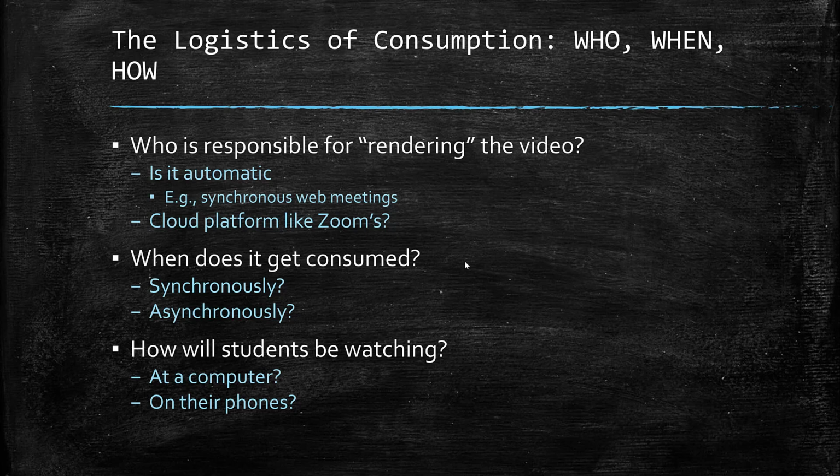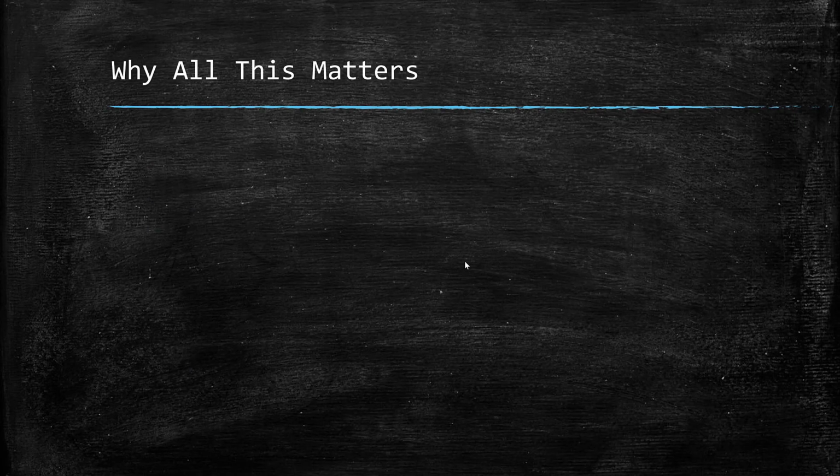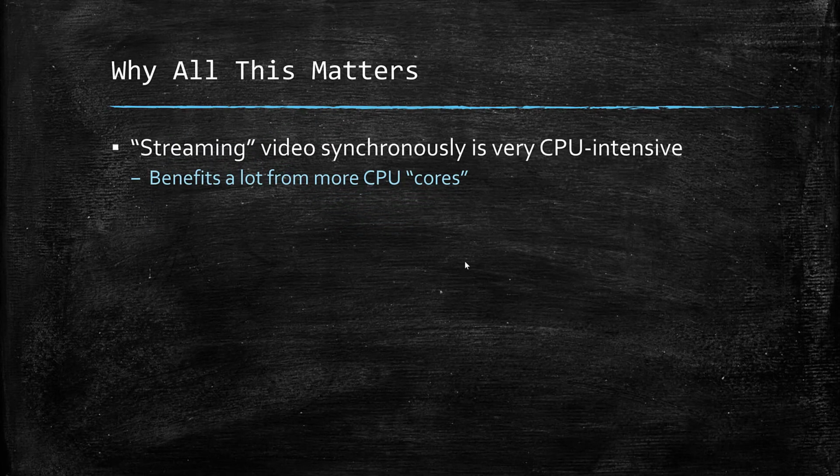So, to summarize, the reason all this matters is that if you're going to be doing mostly streaming video, then you want a laptop that has a really good CPU. It might not even have a separate standalone GPU. It uses what's called an integrated graphics processing unit. So basically it is part of the CPU, if you will.